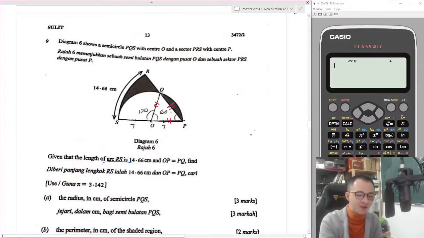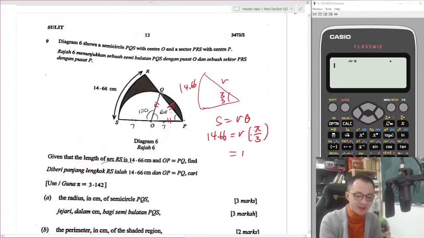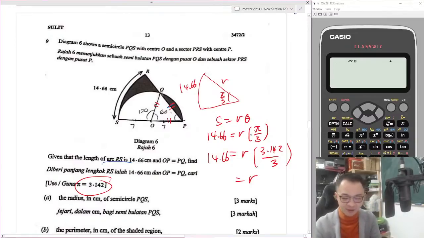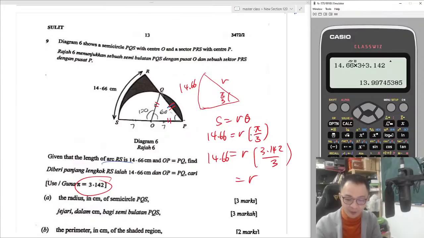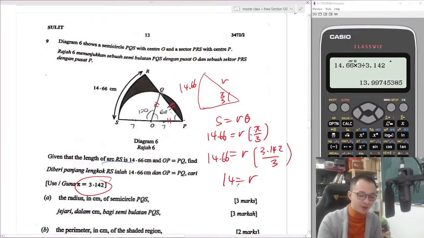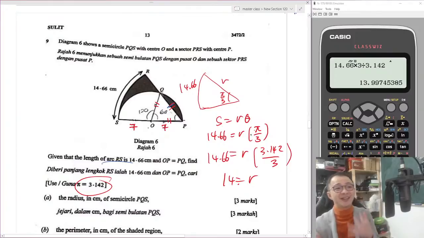So therefore this angle will be pi over 3. R is what I want to find, and the arc length is 14.66. So S equals R theta, where S is 14.66, theta is pi over 3. Remember, in order to use this formula, theta must be in radians. And pi, I need to use 3.142 since it's given. Then solve for R: 14.66 times 3 divided by 3.142, which is about 14. Since O is the center of the semicircle, this is the reason why they get 7 and 7 here.